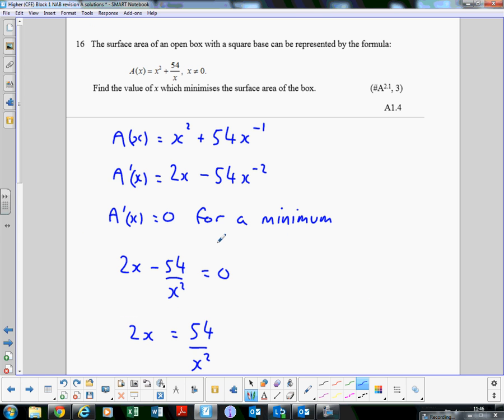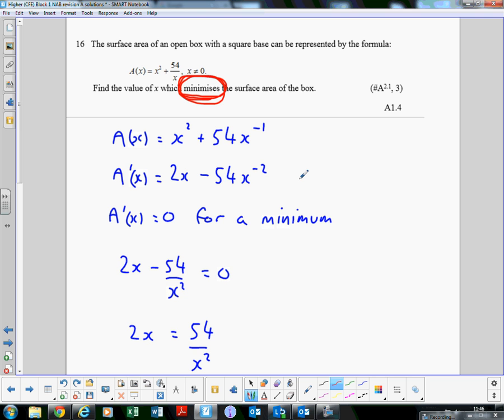Last question. Surface area of an open box with a square base can be represented by this formula. Find the value of x which minimizes the surface area of the box. Very important word: minimizes. It's an optimization question.